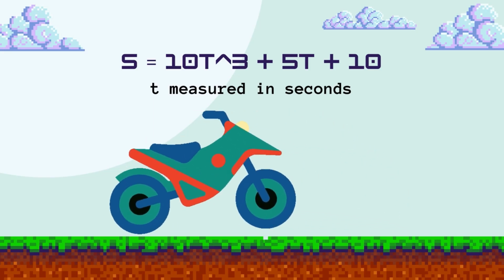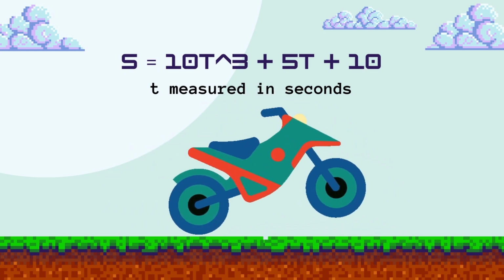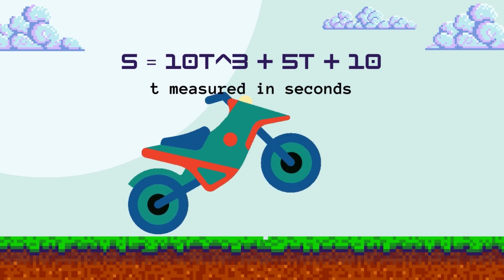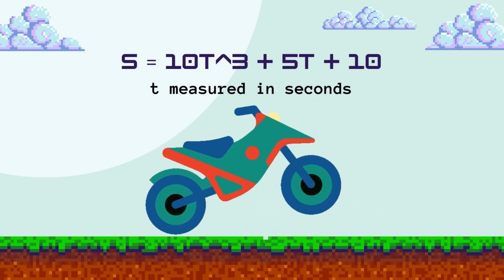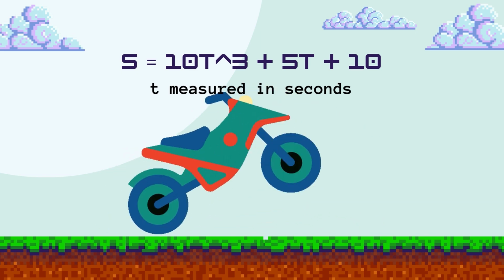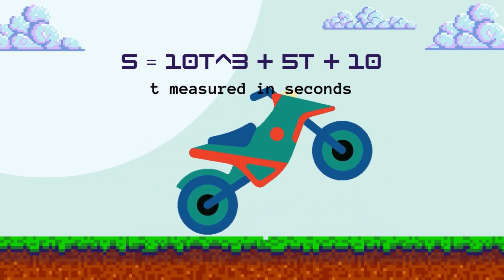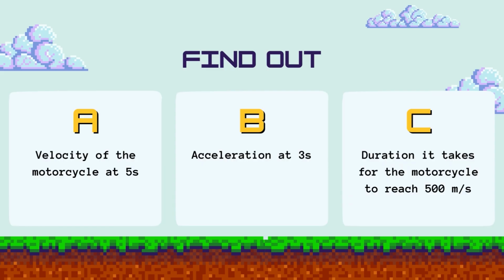Take for example, the displacement in meters of a motorcycle moving in a straight line is given by this equation: s equals 10t cubed plus 5t plus 10, where t is measured in seconds. We are to find out the velocity of the motorcycle at 5 seconds, the acceleration at 3 seconds, and the duration it takes for the motorcycle to reach 500 meters per second.